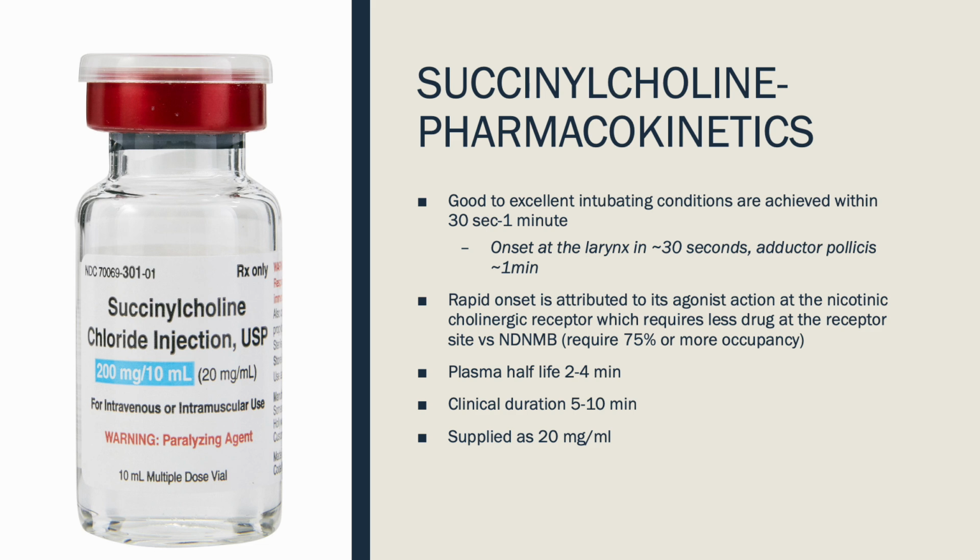It has a rapid onset of action. This is typically about 30 seconds to 1 minute. And this is its agonist effect on the nicotinic acetylcholine receptors. Since it mimics acetylcholine, only a small percentage of that administered dose even reaches the neuromuscular junction, about 10%. But it acts very quickly on that receptor site. Succinylcholine is metabolized by pseudocholinesterase with a plasma half-life somewhere around 2 to 4 minutes, so that clinical duration of 5 to 10 minutes is about what you see.